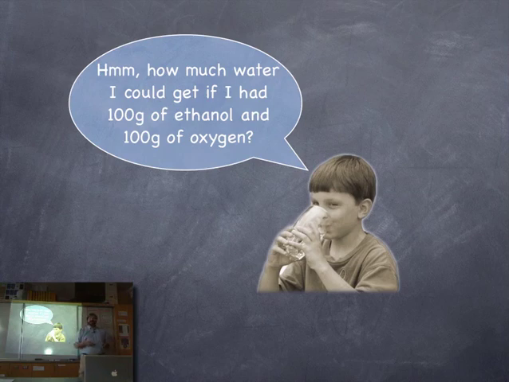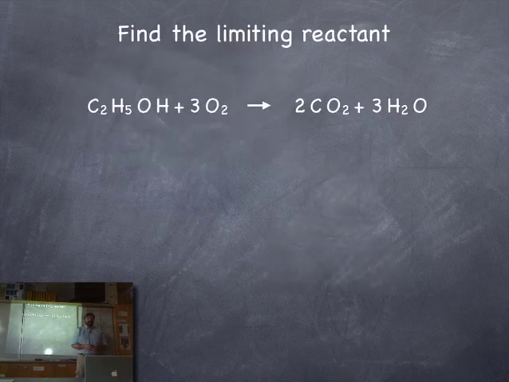We want to figure out which one of these we will run out of first, because it's likely that we would run out of one of these two first. We call the one we run out of the limiting reactant. It's just a little bit of extra stoichiometry calculations. There's nothing special about it. What we need to do is find the limiting reactant.